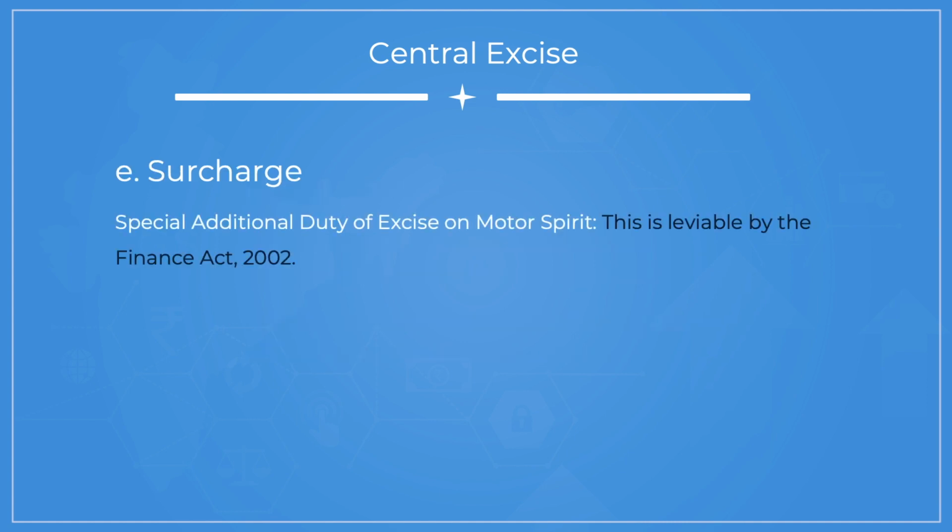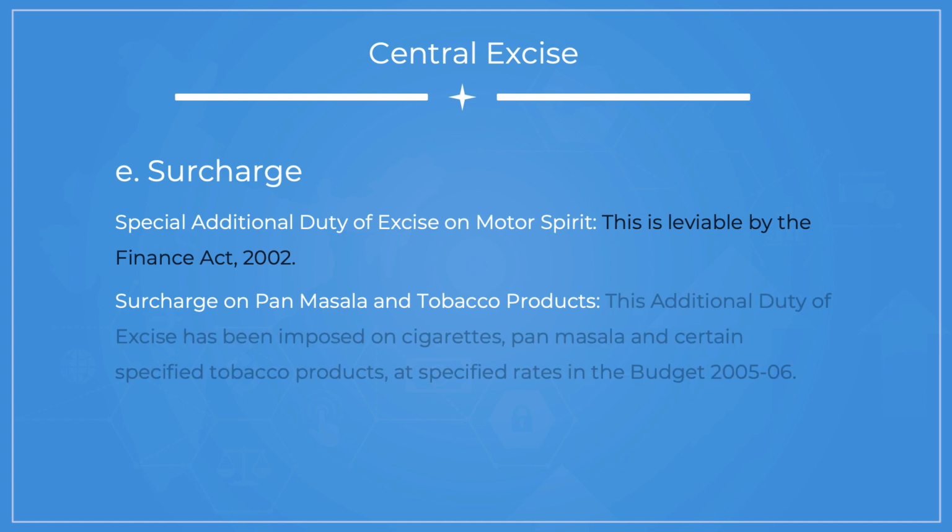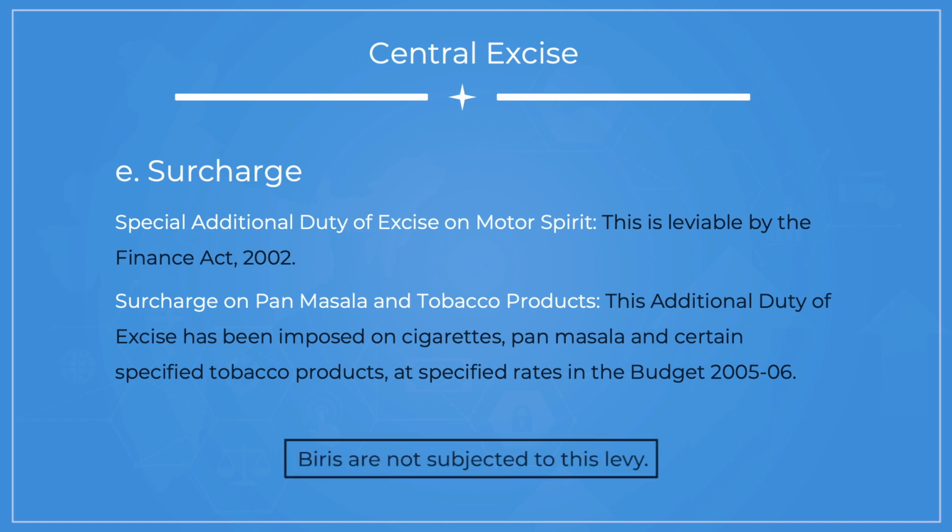Surcharge. Special additional duty of excise on motor spirit. This is leviable by the Finance Act 2002. Surcharge on pan masala and tobacco products. This additional duty of excise has been imposed on cigarettes, pan masala and certain specified tobacco products at specified rates in the budget 2005-06. Beedis are not subjected to this levy.